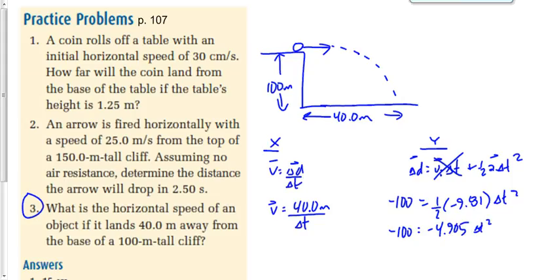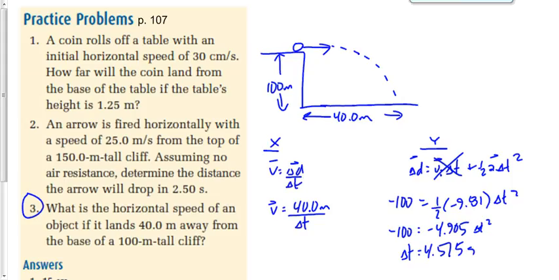Let's take the 4.905 over by dividing. 100 divided by 4.905 gives me 20.4. Square root that: 4.515. All right. I wasn't looking for how long this ball's in the air for, but I found it. That's okay. It's not the answer I'm looking for, but it's correct so far.